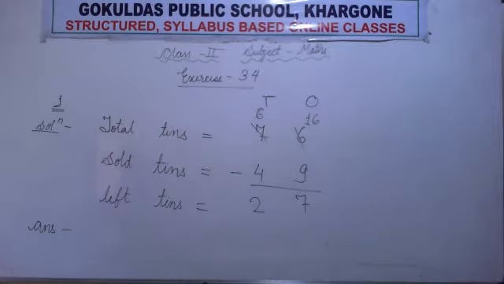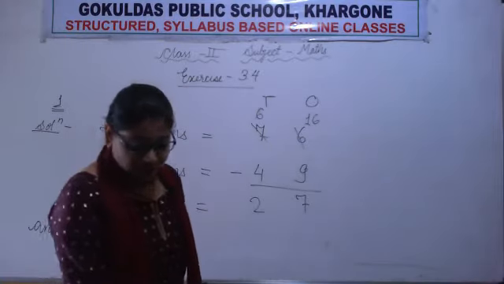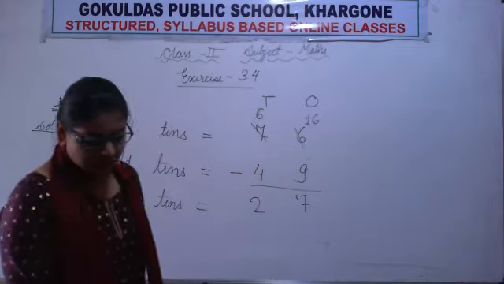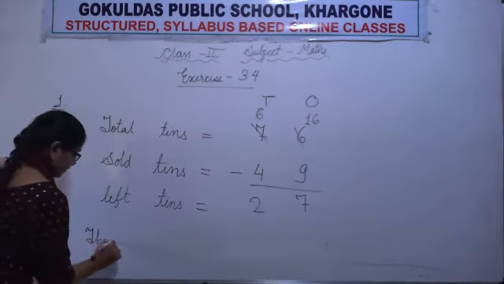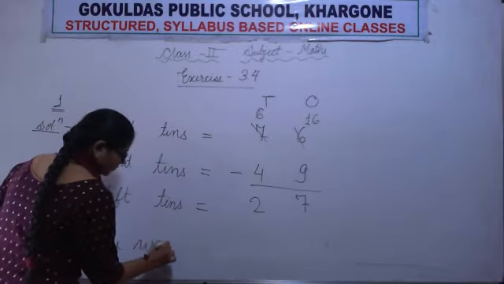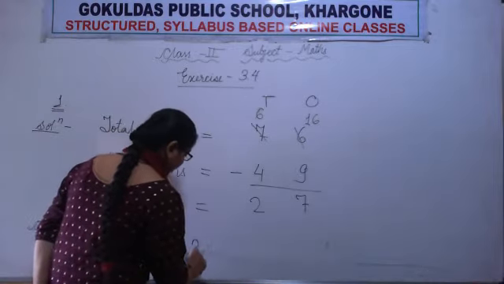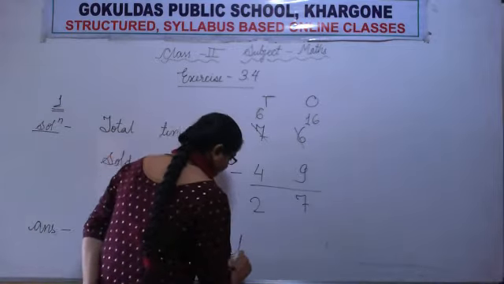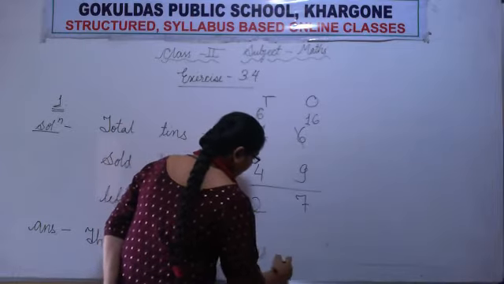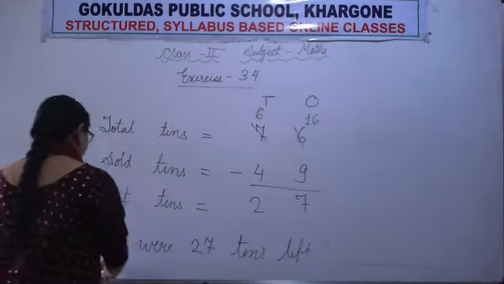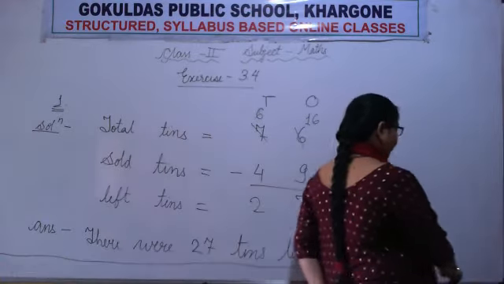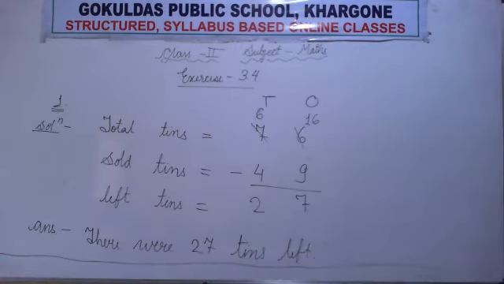What is the answer? The question was how many tins of cheese were left. So we will write there 27 tins left. Okay, and remember whenever making a line, make it with the help of a scale. Okay, now note it down quickly.